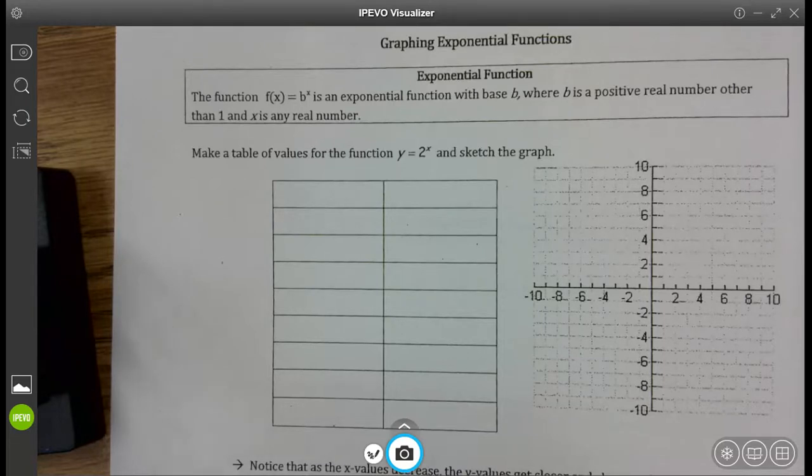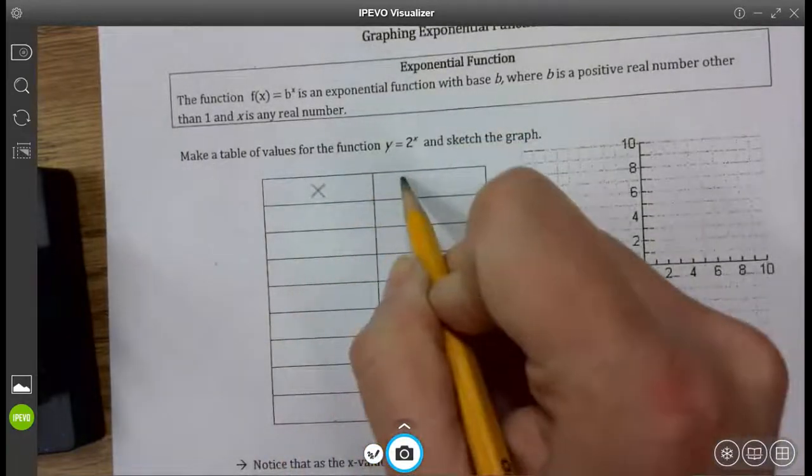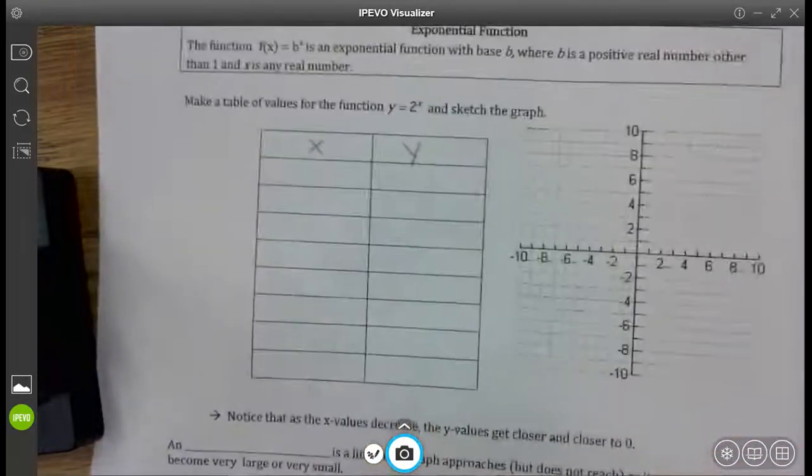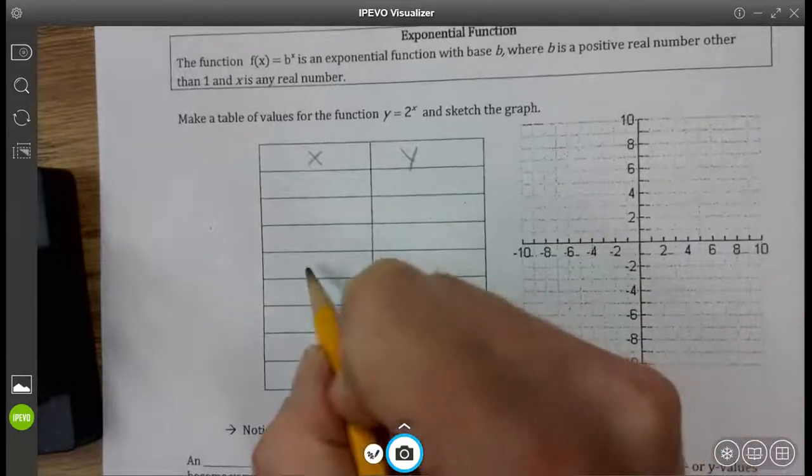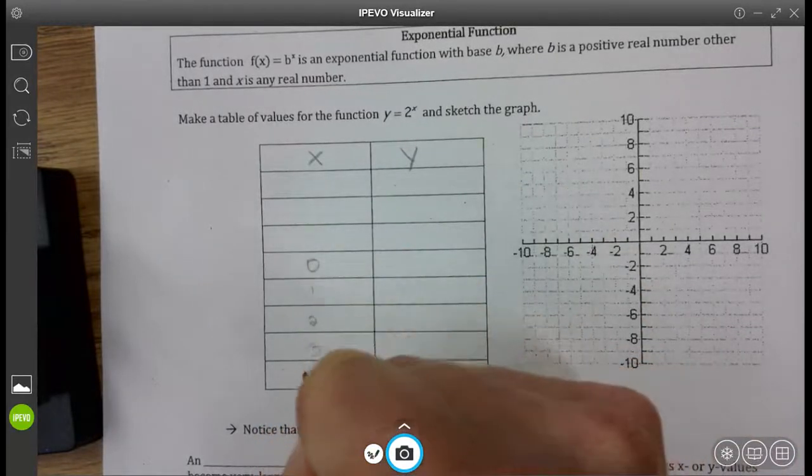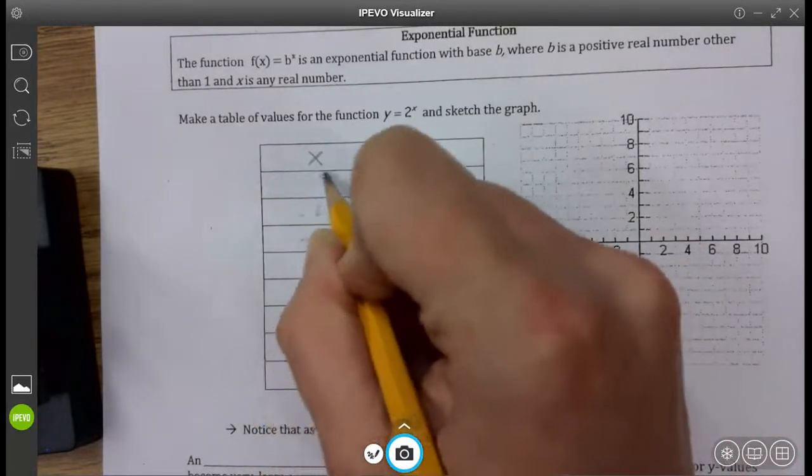b is a positive real number other than 1, and x is any real number. So it says make a table of values. When you graph any function, you're going to put in negatives and positives. So I'm going to put 0 in the middle. I'm going to try 1, 2, 3, and 4, and -1, -2, and -3.